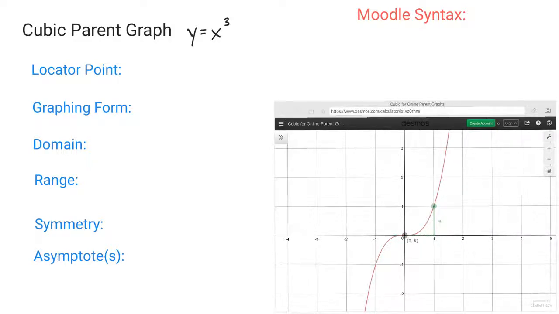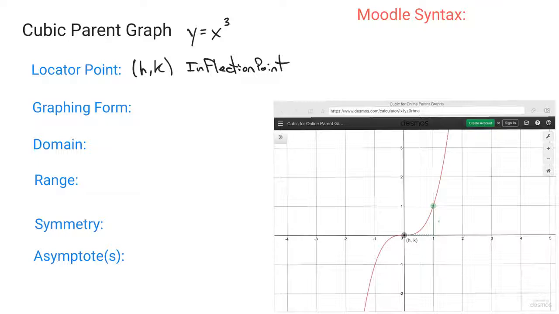we call that the inflection point, and that's what HK is. So your locator point is always at HK, and the terminology we use is the inflection point. That's a calculus term, which will be defined more in that course, but for now we're just going to leave it as inflection point. So much like our other parent graphs, as I take my HK value and shift it to the right, or shift it back to the left, you can see how you can just drag the whole graph around and everything is centered around that HK location.